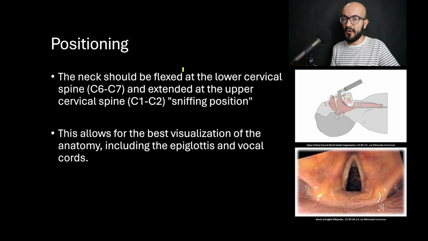Now, in preparation for rapid sequence intubation, we also have positioning. In positioning, the neck should be flexed at the lower cervical spine, which is the C6, C7, and extended at the upper C-spine, which is the C1, C2 vertebrae. And that is what we call the sniffing position. And the sniffing position allows for the best visualization of the anatomy, including the epiglottis and the vocal cords, such as you can see in this picture here.